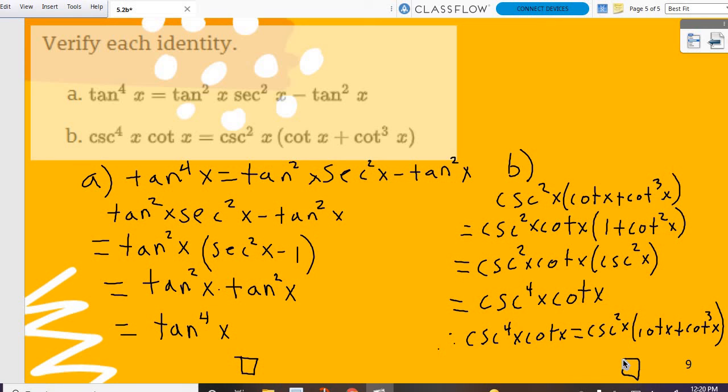Any questions on either one of those? Do you always have to write the therefore statement? It's very much preferable, yes. Because it tells your reader that you know what you were trying to prove. Other questions?